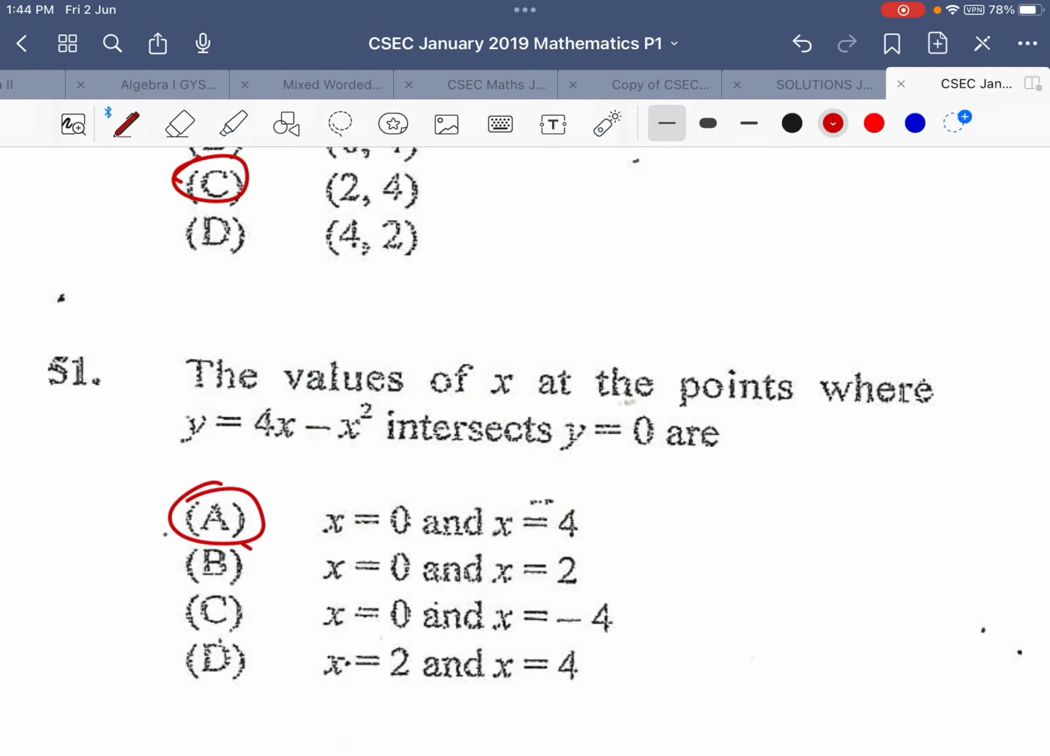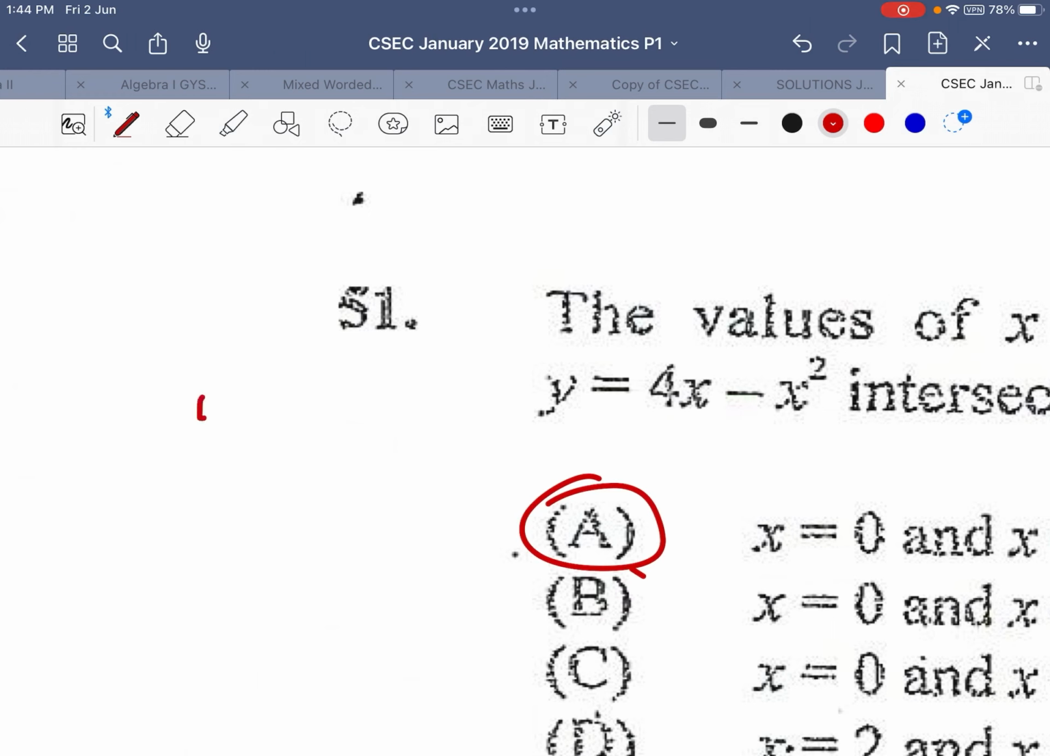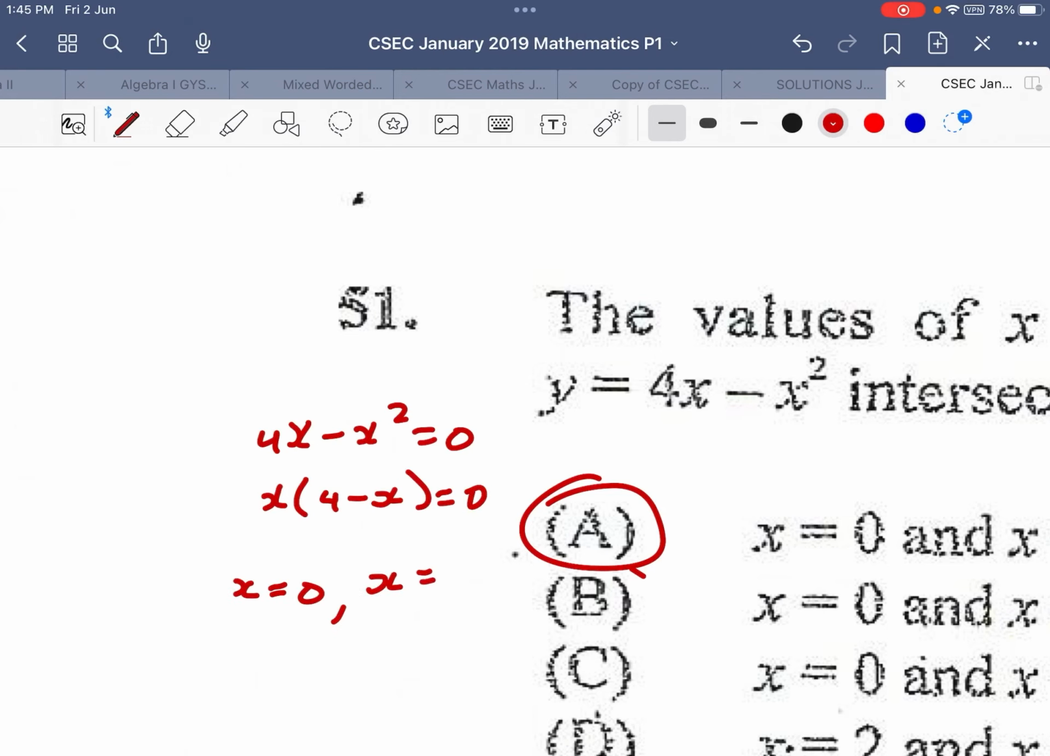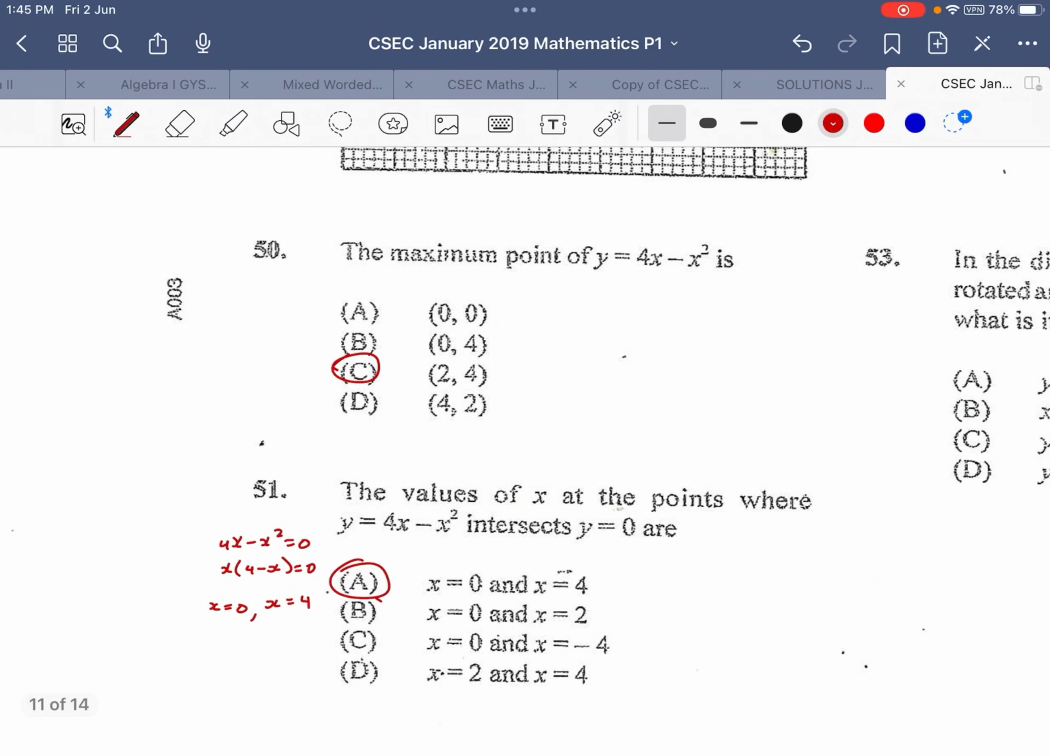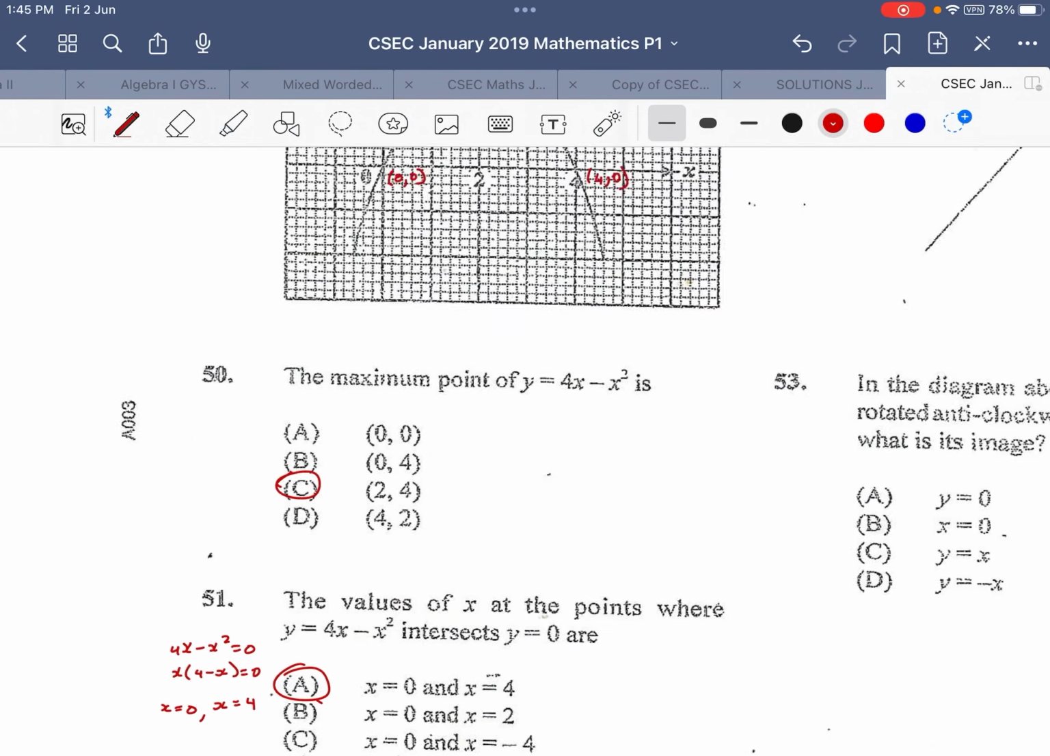Okay, if you don't want to read it off of the graph, you can factorize. So we'll have 4x minus x squared equals 0. So we factorize x into x times 4 minus x. So x is equal to 0 and x is equal to 4, once we factorize and set both factors equal to 0.